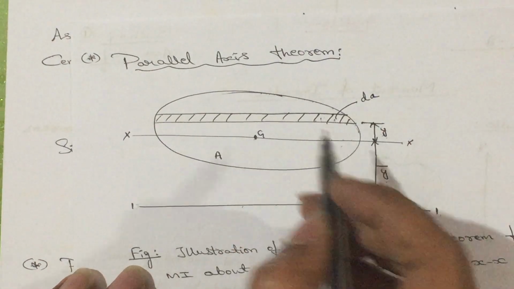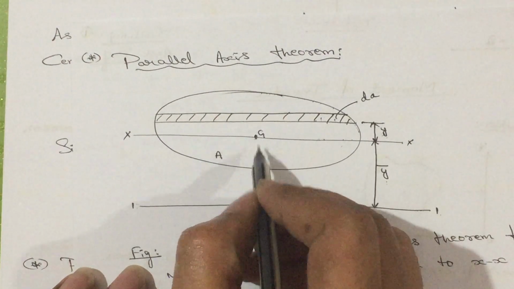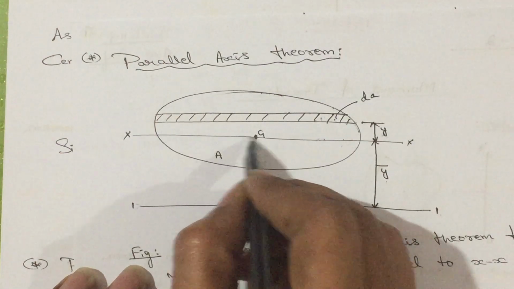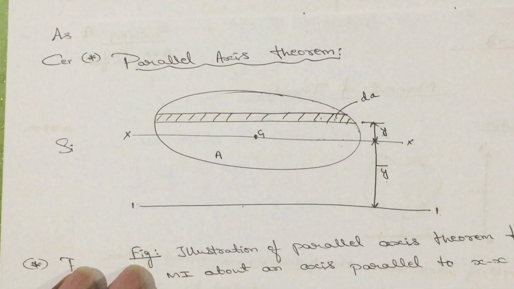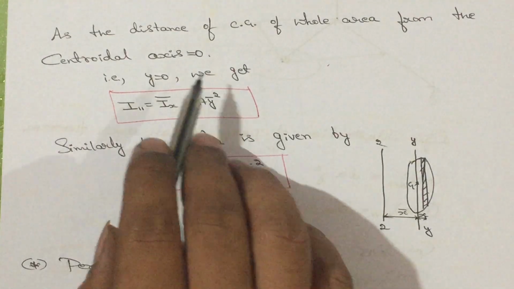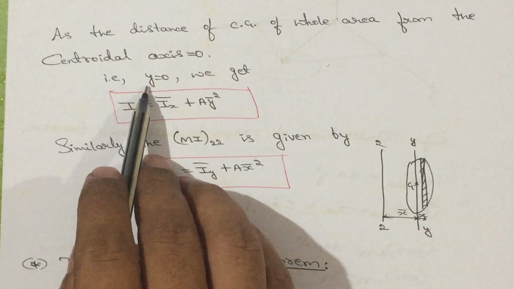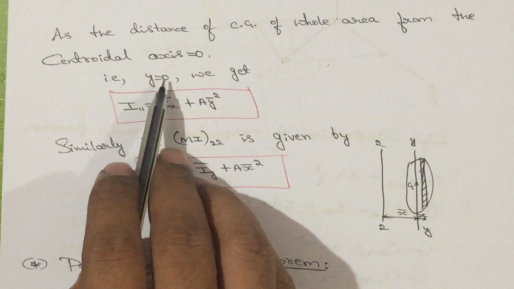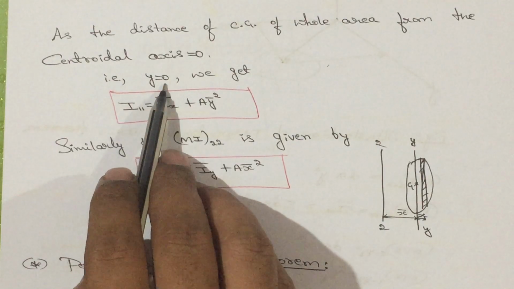This is the xx axis, and the centroid is this one. The perpendicular distance between the centroid and this xx axis is 0 only, because both are lying on the same line. That is, if the xx axis is passing through the centroid, then y will become 0. Y is equal to 0.